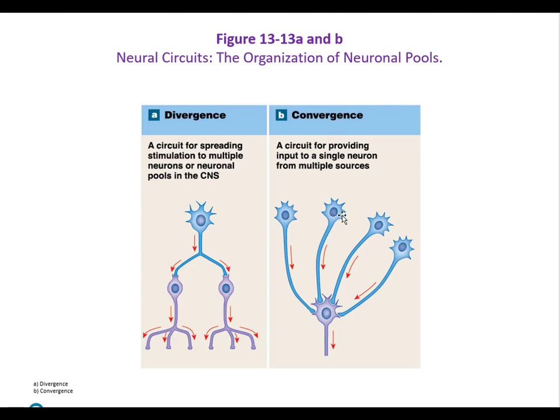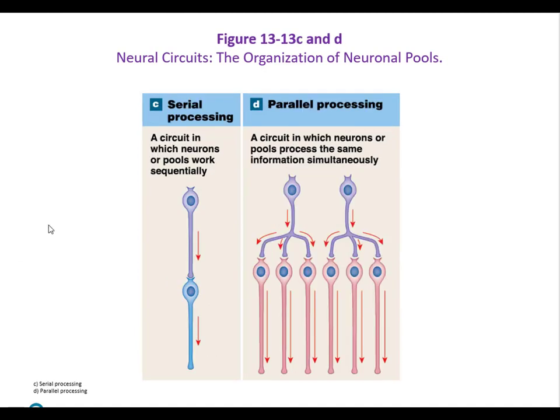Convergence is where I have a whole bunch of neurons sending multiple types of information into a postsynaptic single neuron. These guys are converging in the road. They're coming together. So this would be an example of convergence right here. Serial processing. This is where we have one neuron sends it to the next neuron that sends it to the next neuron. So this is kind of a single file path in serial processing.